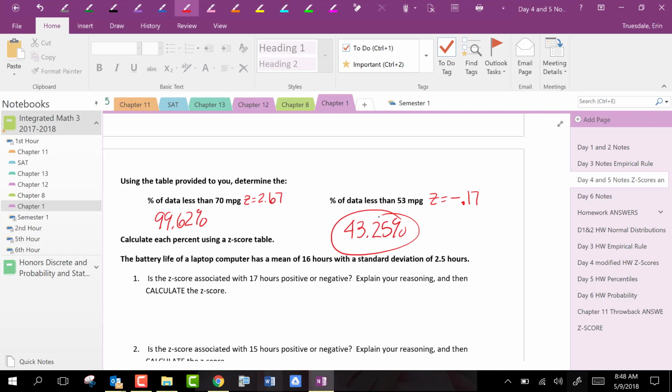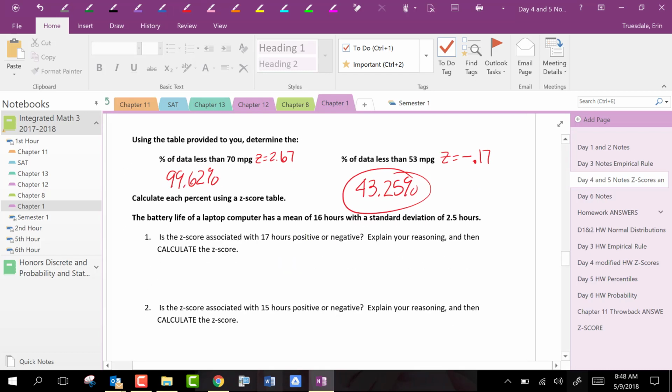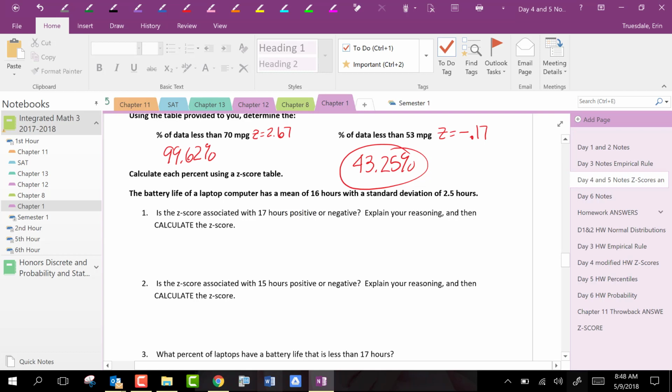Not 1.7, 0.17. Okay, big difference. Any help? Anyone need help? Okay, so let's put this into practice now.